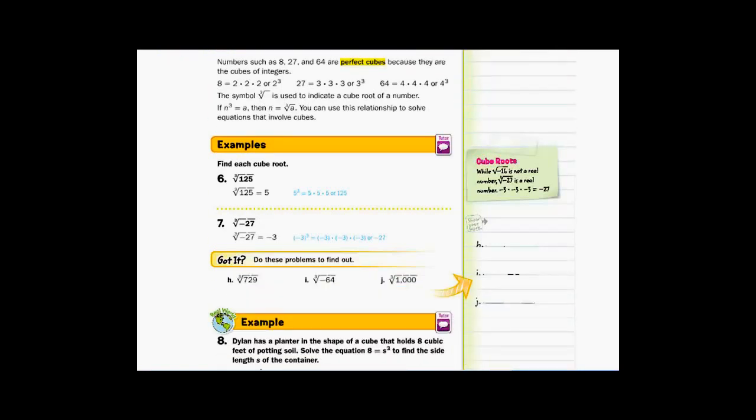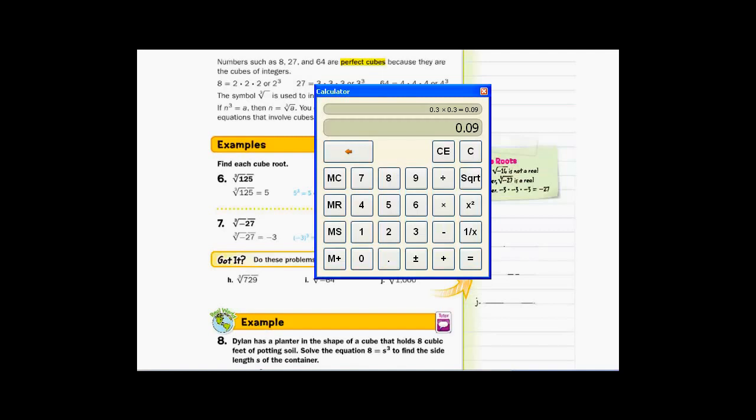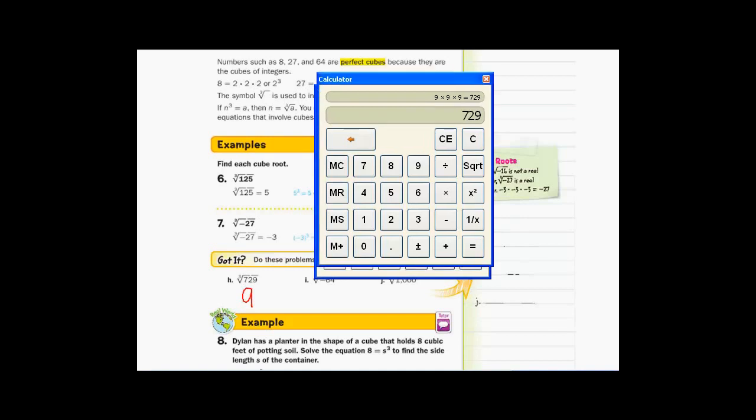All right, let's look at this. The cubed root of 729. I don't know that off the top of my head, so I would pull out a calculator and try some numbers. If we know that 10 times 10 times 10 would be 1,000, you know it has to be less than 10. So let's try 9 times 9 times 9. And look at that, it's 729. So just by using some estimation skills and some number sense, we knew we had to go down. So the cubed root of 729 is 9.